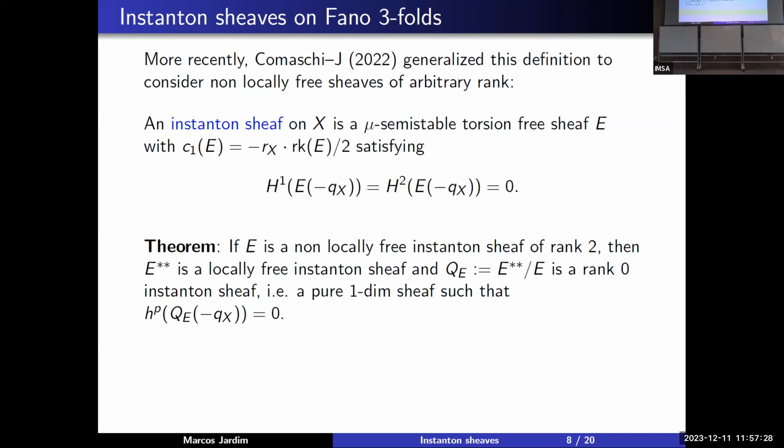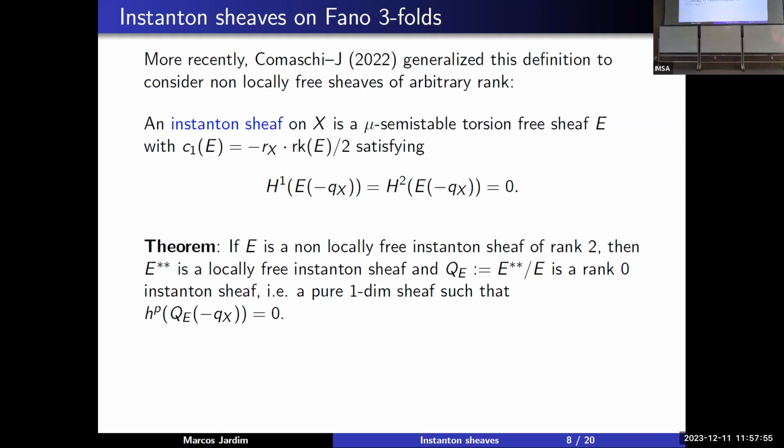Sorry, can you remind us what is the semi-stability? Semi-stability, yeah, sure. I should have written it here. It means that for each sheaf we can define the slope, degree divided by rank. And for every subsheaf, the slope is at most that of the sheaf. Yeah, thanks. Sorry about that.